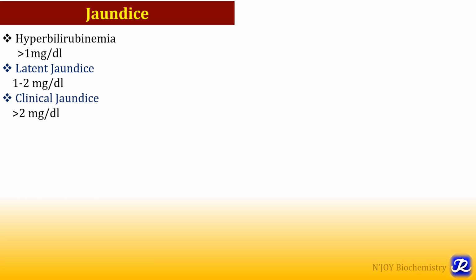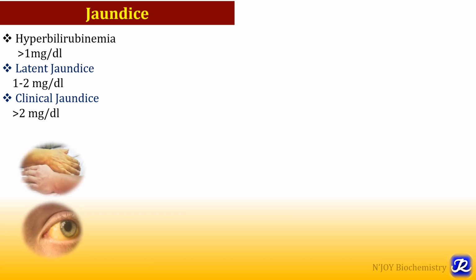And clinical jaundice is when there is an increased bilirubin level of more than 2 mg per deciliter. So when the level of bilirubin is more than 2, it gets deposited in the subcutaneous tissues and leads to yellowish discoloration of the sclera, skin, eyes, etc. So this is called jaundice. Jaundice is a sign, it is not a disease.